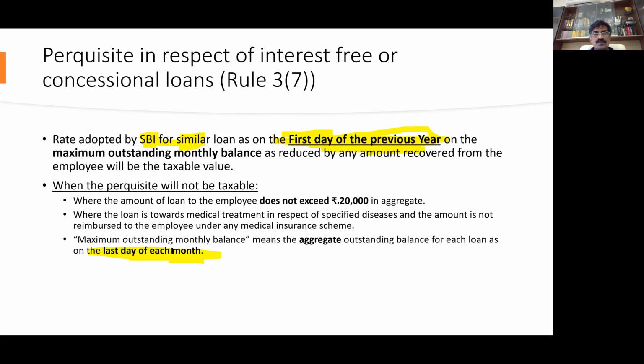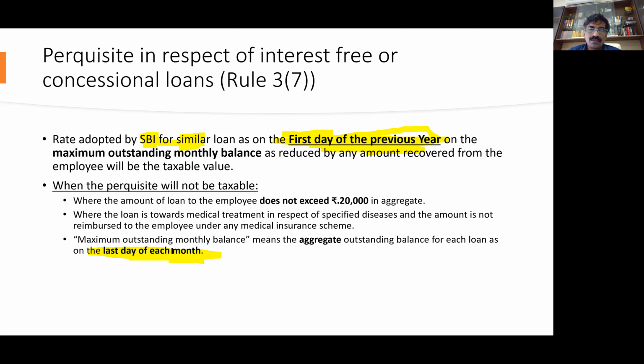This is the rule. Plus, in order to ensure that small employees, the employees in the lower part of the pyramid, are not affected, first bullet point: if the amount of loan to the employee does not exceed 20,000, this rule will not apply. So normally, what happens? My driver comes during the month, during Diwali or Pongal. Sir, bonus. Next, sir, give me some advance. You can deduct in the next 6 months. How much do you want? Sir, 5,000. Now, should I have to charge him perquisite under Rule 3(7)? The answer is no, because if the loan does not exceed 20,000, nothing will be taxable.